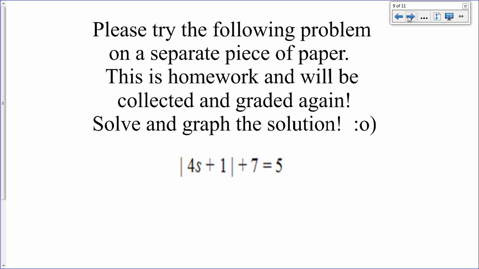Here's one I want you guys to try on your own. It's an equation, not an inequality. So please write it down on a separate piece of paper, put your name on it, and be ready to turn it in tomorrow, okay? Give it a shot. I want you to solve it, and I want you to graph the solution.